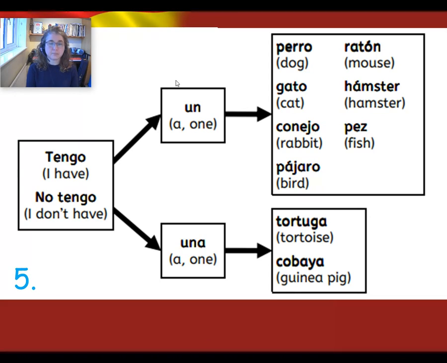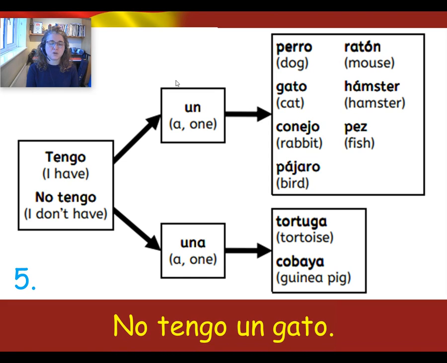Number five, what would the sentence be for I don't have a cat? I don't have a cat. Have you written down, no tengo un gato?